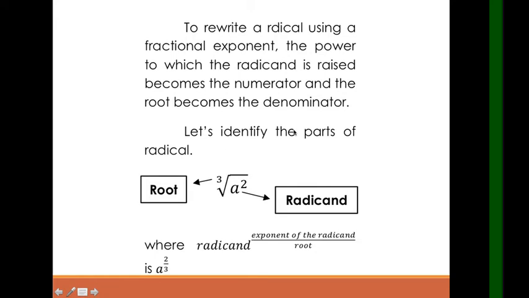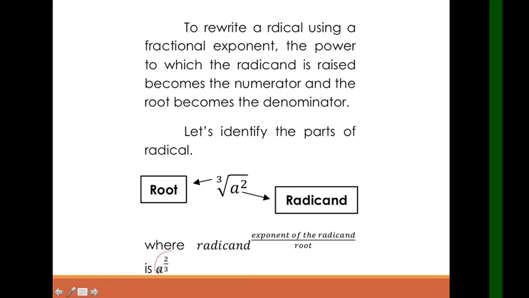So let's identify the parts of the radical. This one is the root, the 3. This is the root sign. Then a squared is what we call the radicand, the one inside. The exponent of the radicand over the root: the radicand is a raised to 2 over 3.